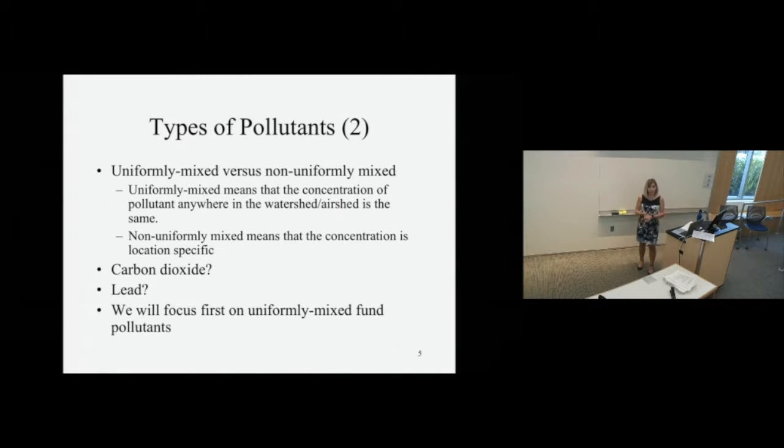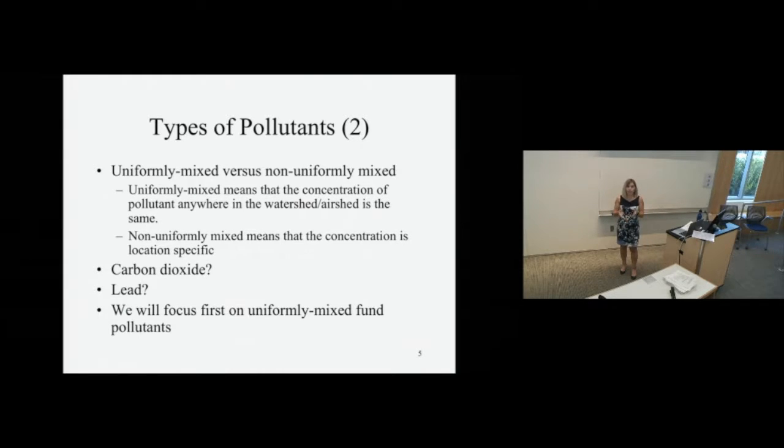So that's one category of pollutants. So you have stock or flow or somewhere on that spectrum. Now we have another set of categories, so you can make a box. Uniformly mixed or non-uniformly mixed. Uniformly mixed means that the concentration of the pollutant is the same anywhere in the watershed. So CO2, it doesn't matter where you emit it, it is causing an impact around the globe.